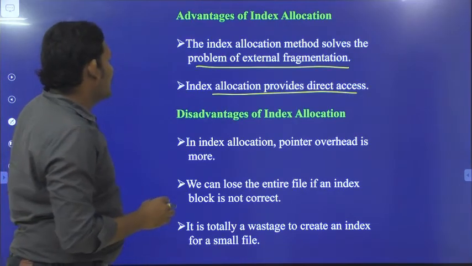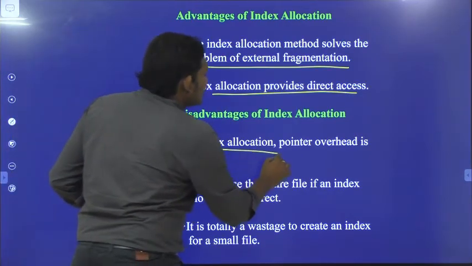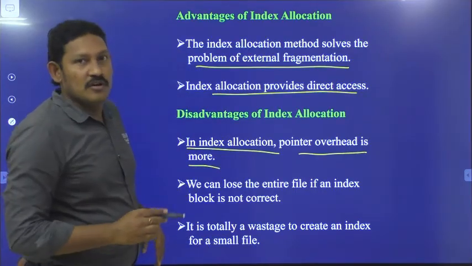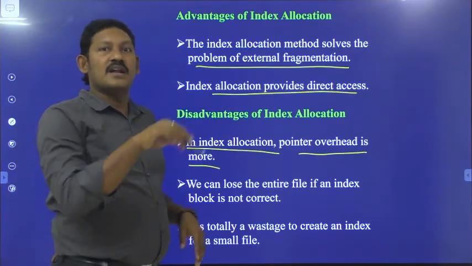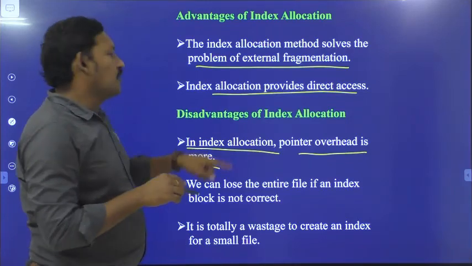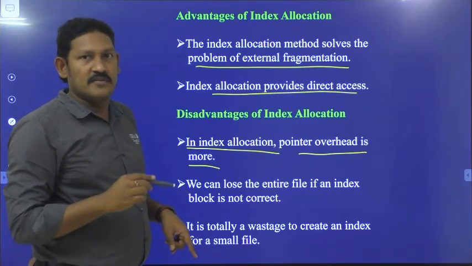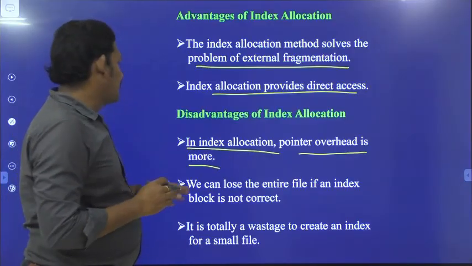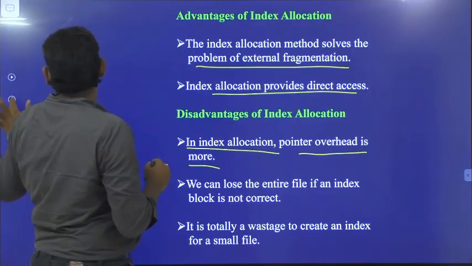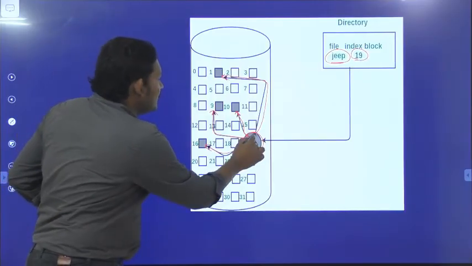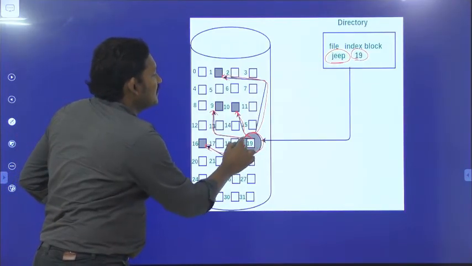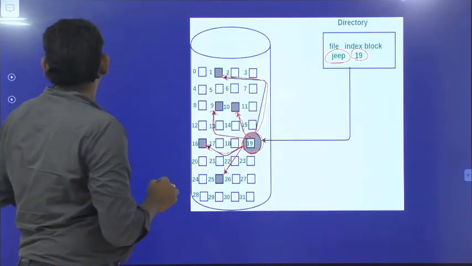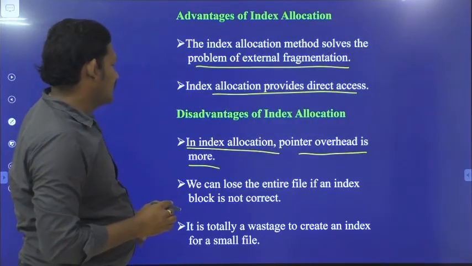The disadvantage is, in indexing allocation, pointer overhead is more, because sometimes if one index block points to 100 subblocks, then in that situation it may be difficult. Suppose if this indexing block, that is 19, is lost, then we can't identify the remaining blocks. So that is the disadvantage of using this.